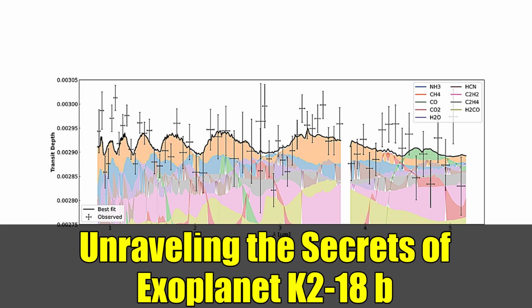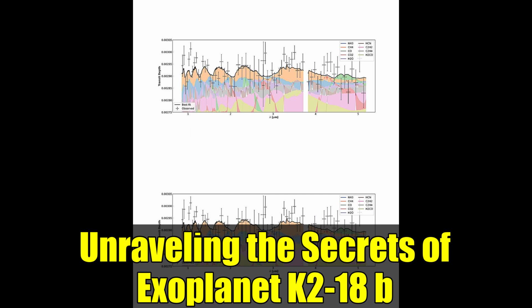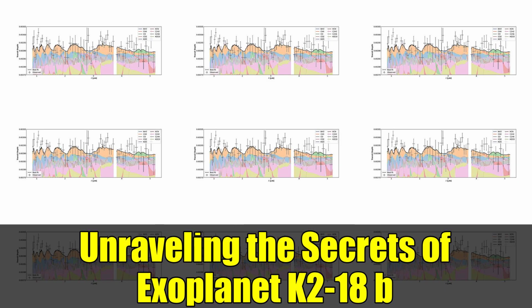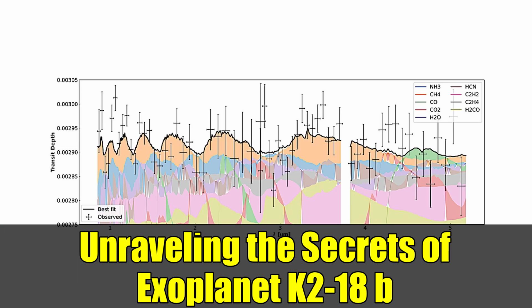One promising avenue in this search involves M-dwarf stars, which provide an excellent opportunity to detect and analyze smaller planets, particularly sub-Neptunes, which are among the most prevalent types of exoplanets discovered to date. A notable example is K2-18b, a temperate sub-Neptune located within the habitable zone of an M-dwarf star.